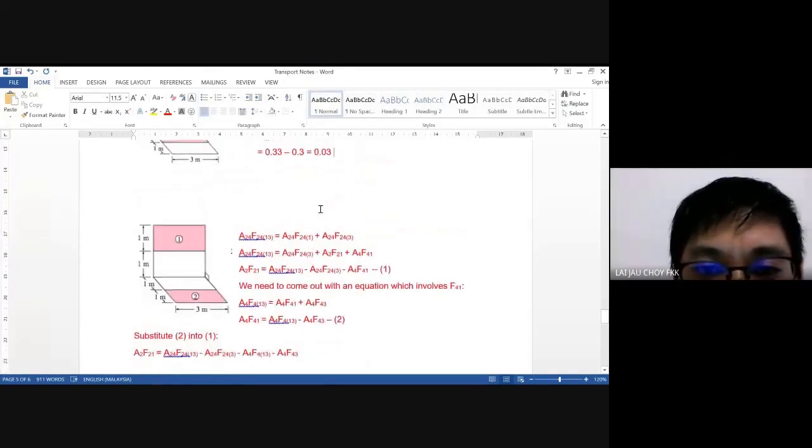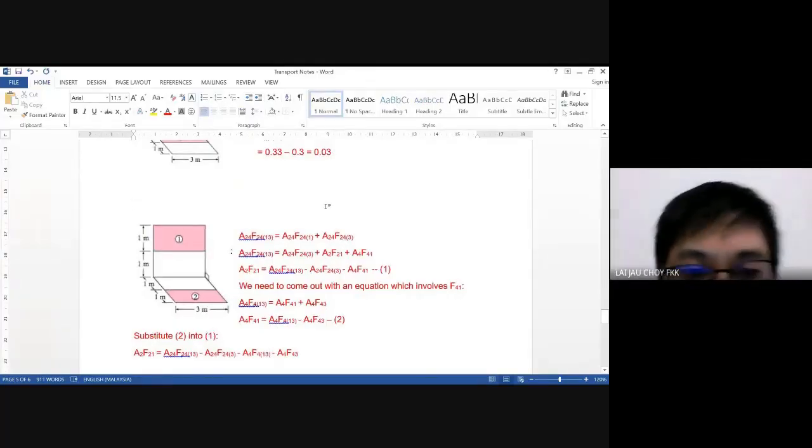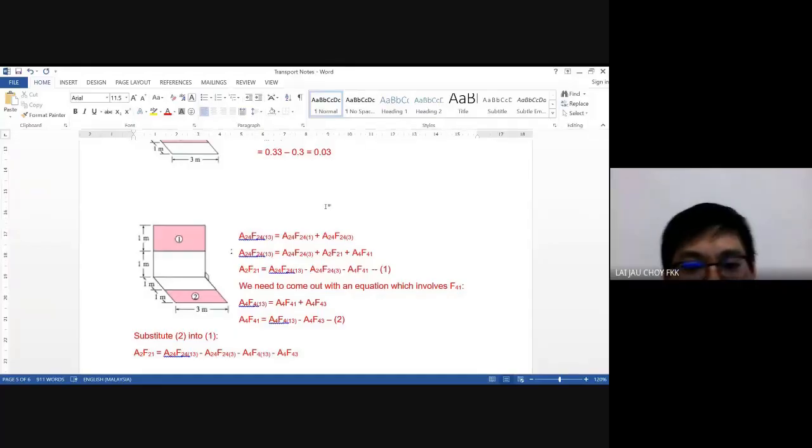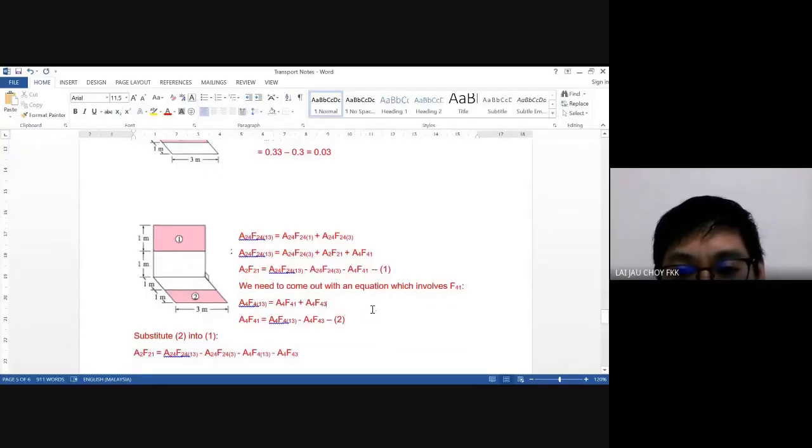Okay, let's proceed to question number 3. Question number 3, you see actually it's the same, but now surface 2 has changed position. And because of that, the solution becomes more complicated. I haven't checked your answers, so I don't know if any of you got the right answer. Okay, this is the solution. It's more complicated. You need to come up with 2 equations.